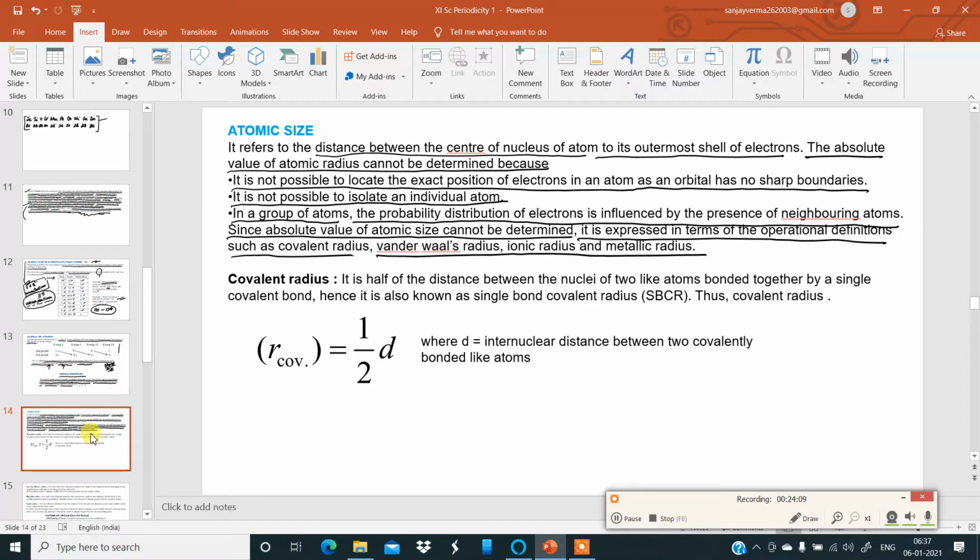Looking at atomic size, get hold of covalent radius. Now you can see the formula over here. The covalent radius is half of d. Now this d means internuclear distance between the two covalently bonded like atoms. Okay, so this covalent radius can also be attributed to the atomic size, which is the first periodic property in this chapter.